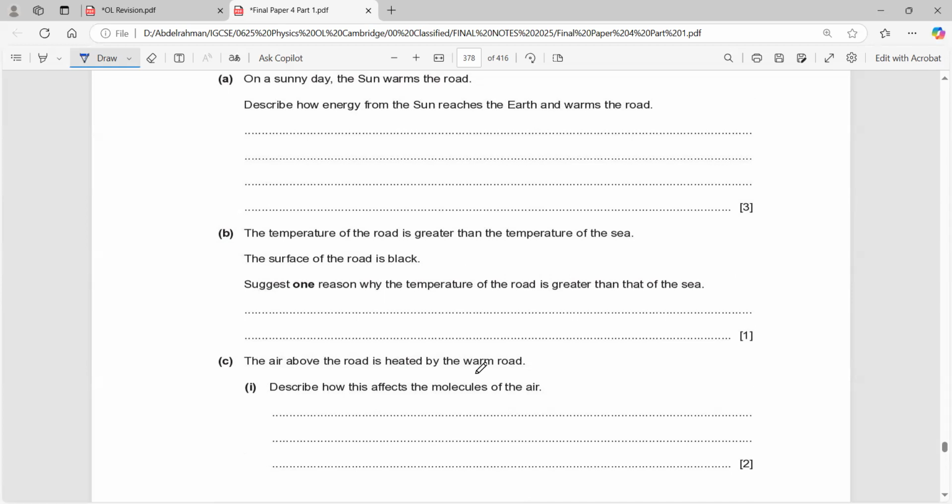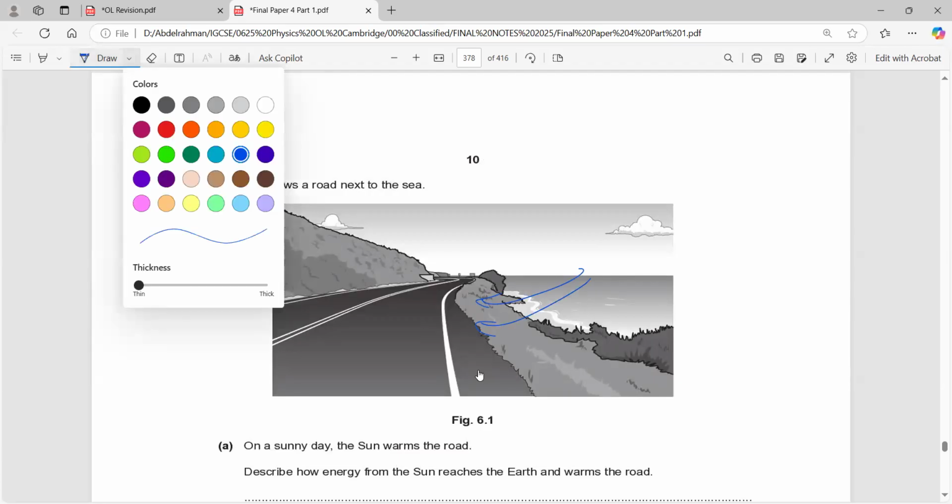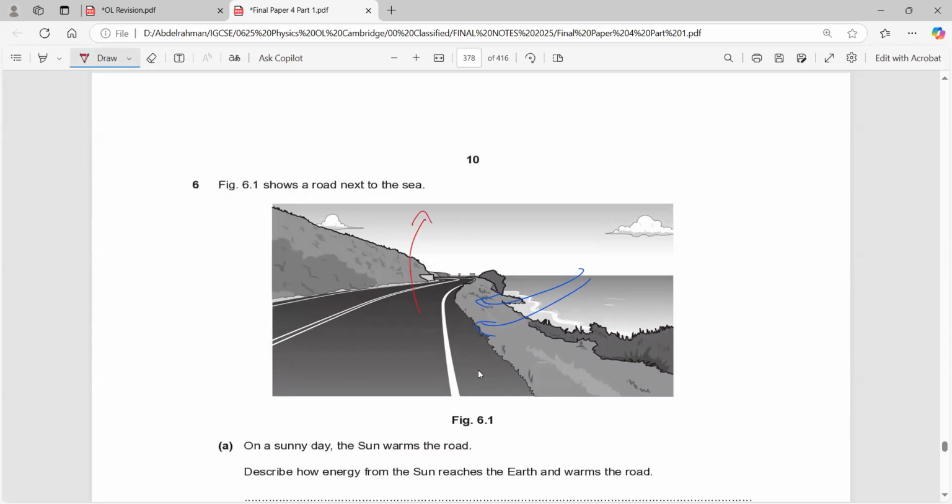Here, when he was driving by the beach, he felt the breeze of air. Why? Because of convection. The hot air above the road rises up, but the cool air from the sea comes in. This is the cold air coming in. Why? Because the hot air is rising up, so it has to be filled up by cold air coming from the sea.